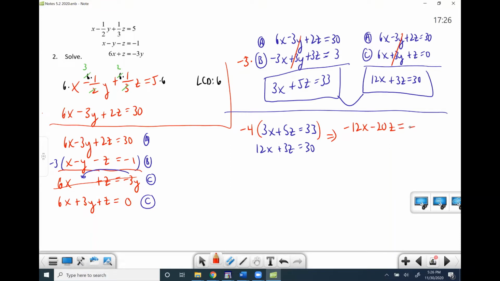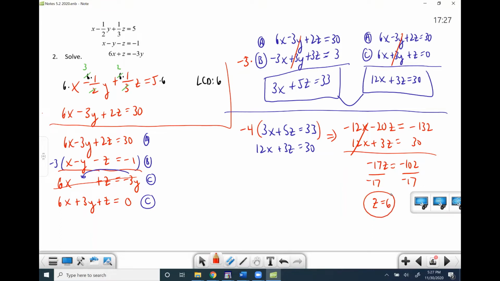Four times 33, I'm going to the calculator for that, 132. All right, we got -17z, and then 132 - 30 is 102. And then divide by 17. 6. Whole number. Okay. All right. Take that.